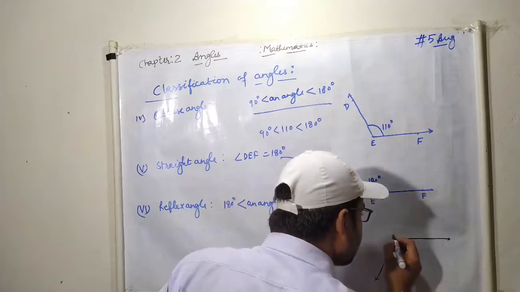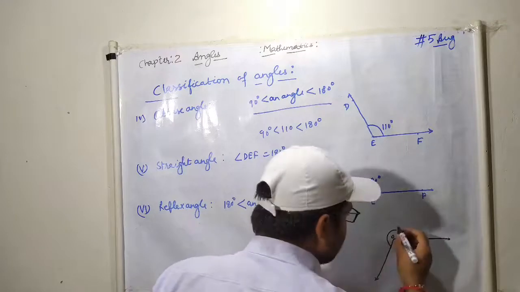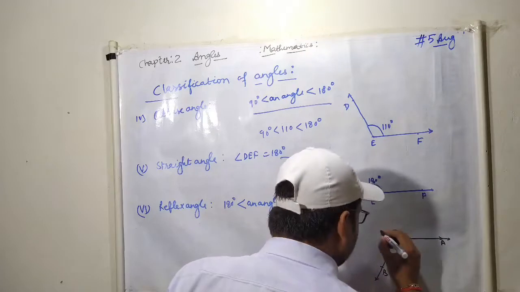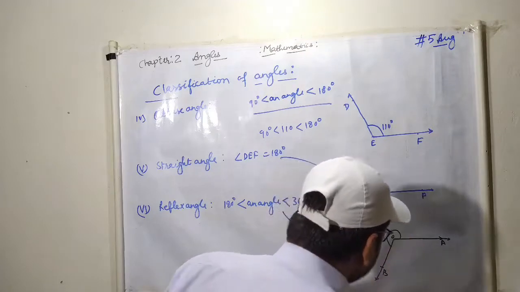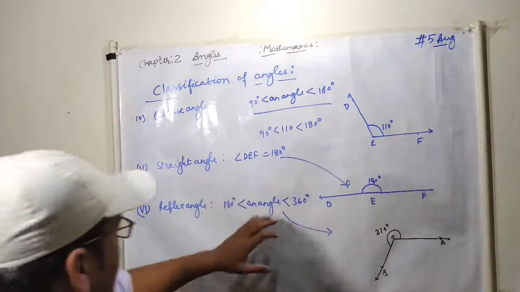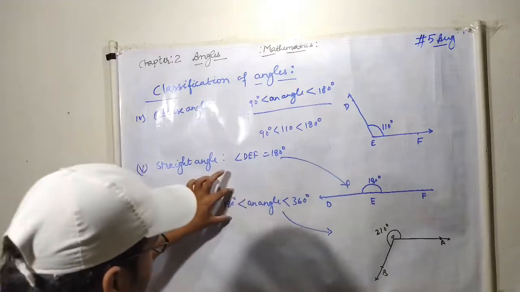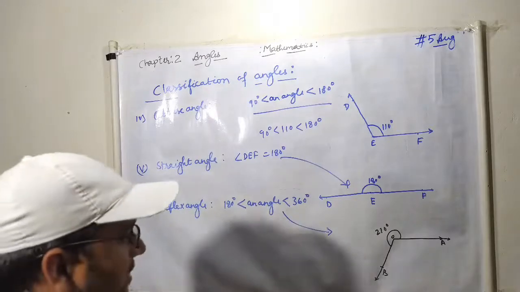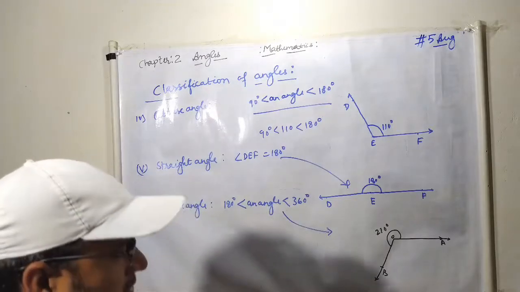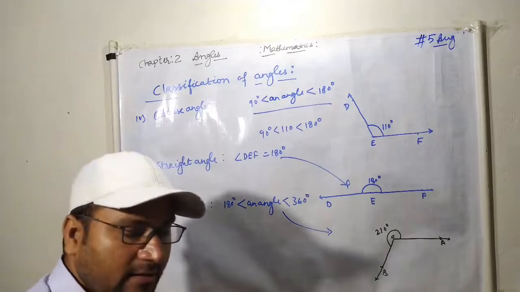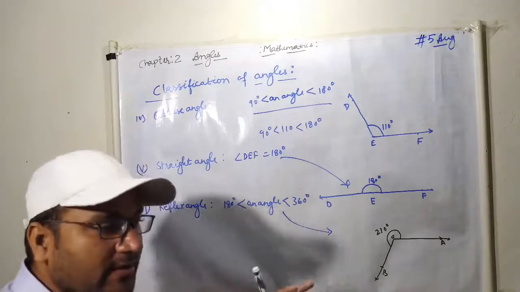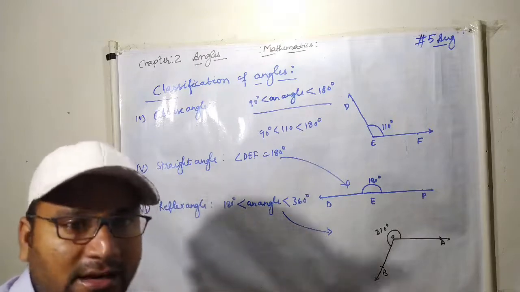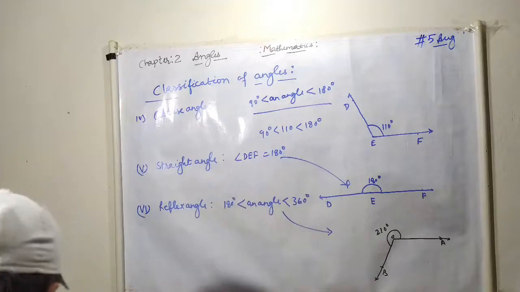Okay, so this is O and this angle is known as a reflex angle. Angle AOB, I will write this one 210. An angle whose magnitude is greater than 180 degrees and less than 360 is known as a reflex angle. From 181 to 359, all angles between 180 and 360, that whole set of angles is known as a reflex angle.